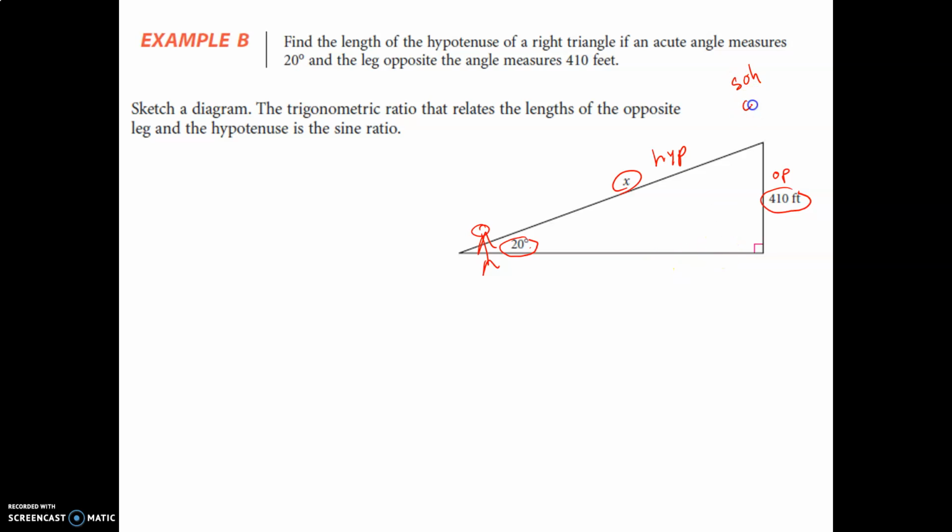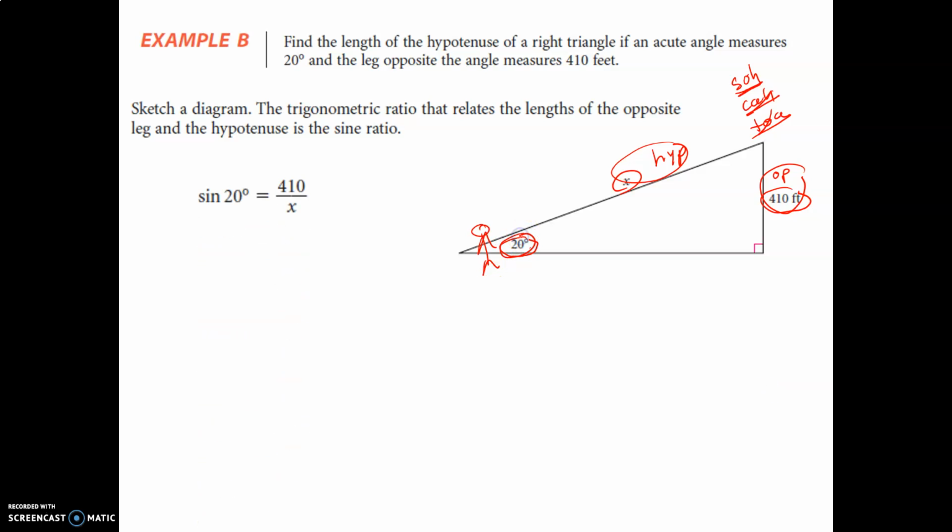So when I look at SOHCAHTOA, I say, what do I have? What do they want me to find? They want me to find the hypotenuse. That's an H, and they're going to give me the opposite. So an O and an H. This one has O and H. This one doesn't. This only has the H. This one only has the O. So that's how I know I'm going to use the sine.